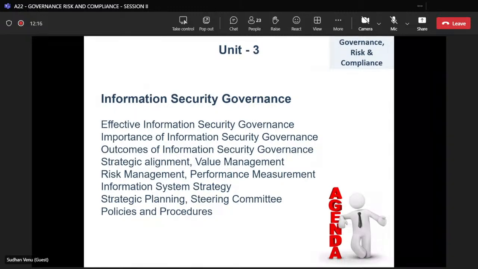For that, we will cover strategic alignment and value management, risk management, performance management, information system strategy, and the steering committee. That is the main committee in terms of information security, and it is carried by the chief-level officers in the organization. They also have procedures, policies, and strategic plans to make information security work in a governance manner. That is what we are going to see in this Unit 3.